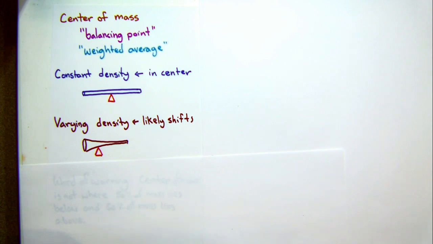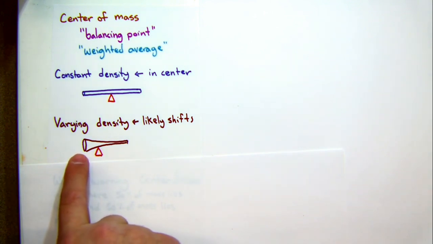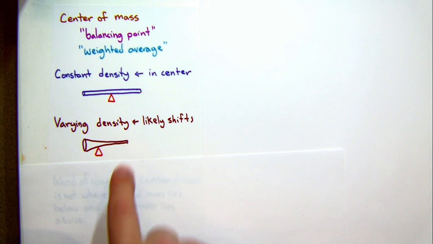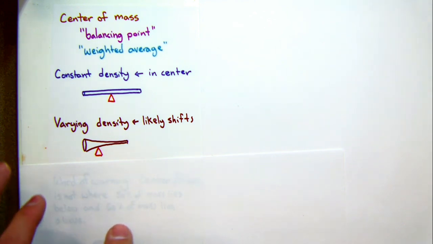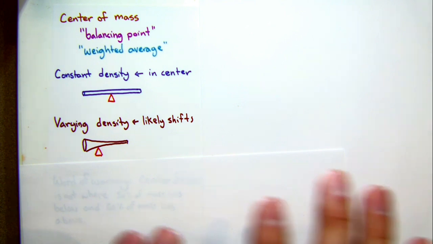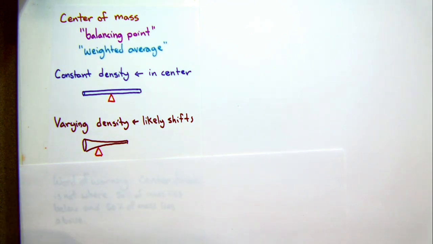So here, I'm drawing a picture where I'm using sort of the thickness to indicate mass. So I have a rod, which at one end is very thick, and then it becomes very thin on the other end. And so, well, there's more mass here on the left-hand side. So the center of mass should be shifted towards that point.